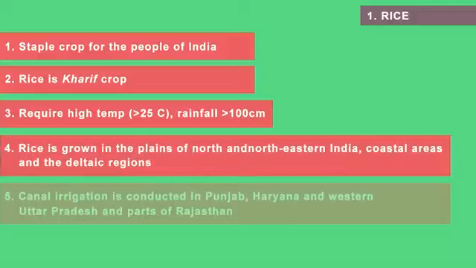So rice is grown usually in the plains of north and northeastern India, and also in places near the coastal areas and the deltaic regions. Because you see, you need a lot of water to grow rice.